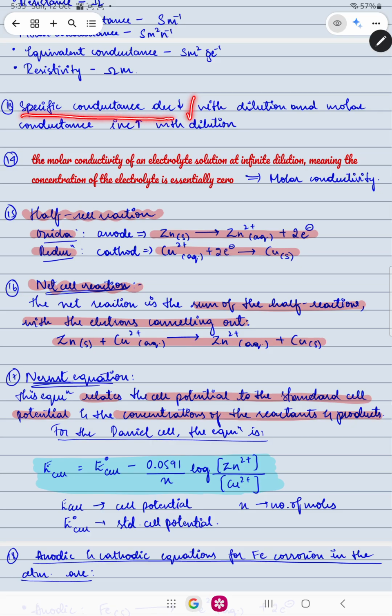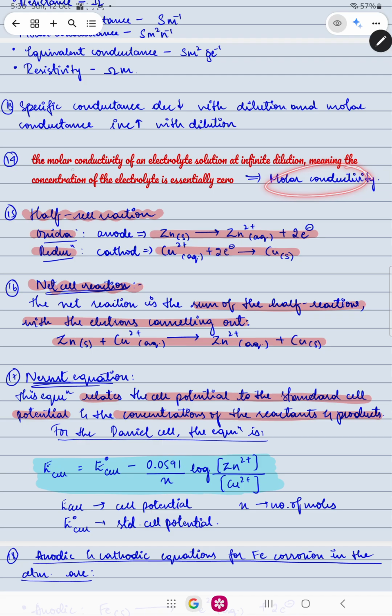Next is the question. Specific conductance decreases with dilution and molar conductance increases with dilution. स्पेसिफिक कंडक्टेंस और कंडक्टिविटी जितना डाइल्यूट करेंगे उतना कॉन्सेंट्रेशन ऑफ आयन कम होगा, तो ऑब्वियसली देयर विल बी डिक्रीज इन specific conductance, whereas molar conductance increases with dilution.